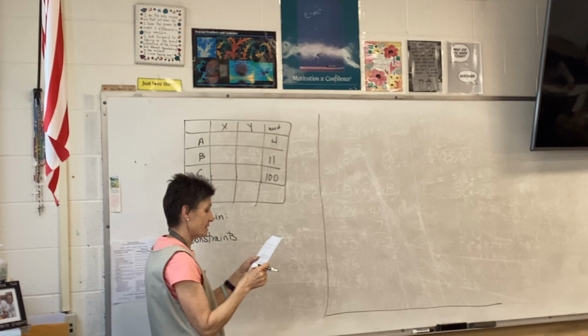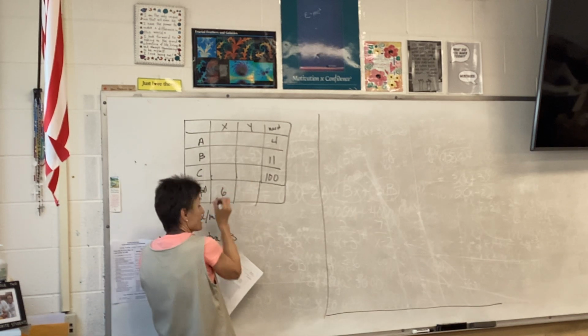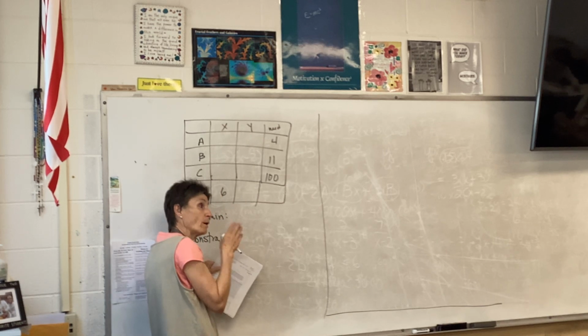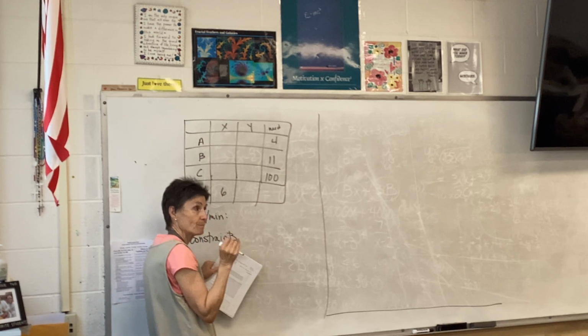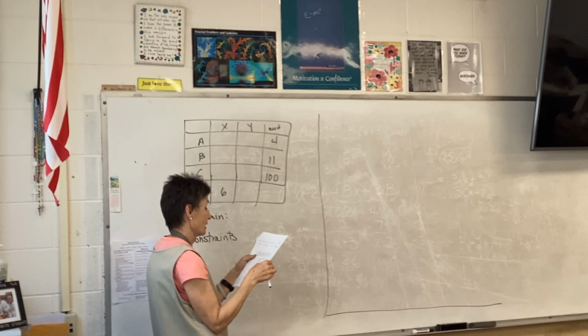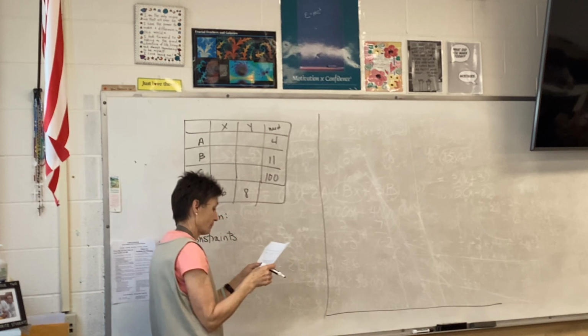Brand X is 6 cents a pill. So brand X is 6 cents. Now I'm putting 6. If you like to put 0.06, that's fine too. This is cents. 0.06 would be dollars. Y is 8 cents a pill.